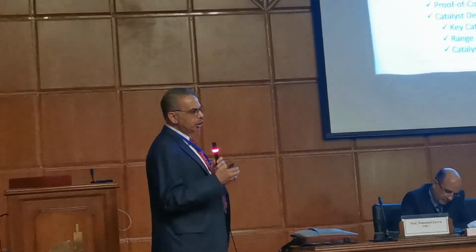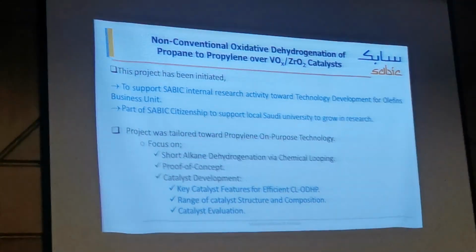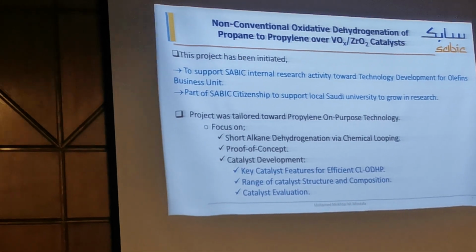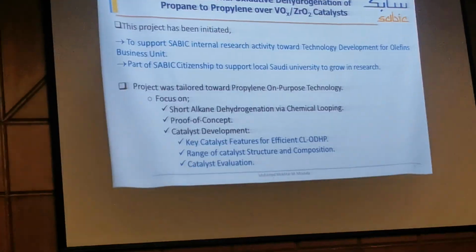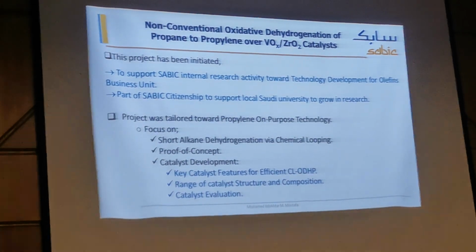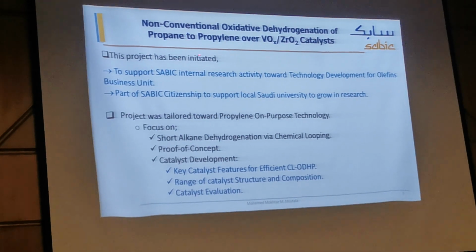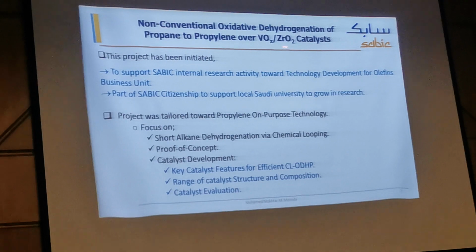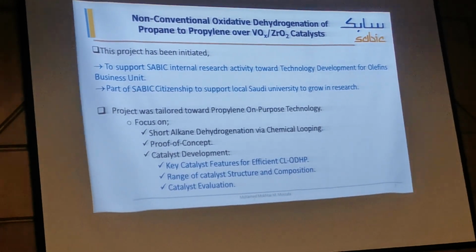I remember when we negotiated the funding for such a project, starting from 2 million, then 3 million for other reactors and so on. We came to about 1.2 million Saudi riyal just to start, just to prove the concept. So what's the story here? The story is non-conventional oxidative dehydrogenation of propane to propylene via certain catalysts.